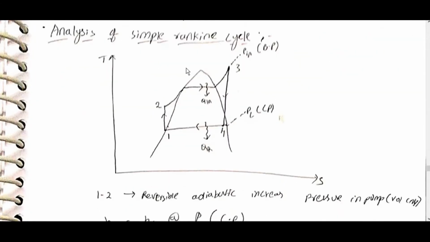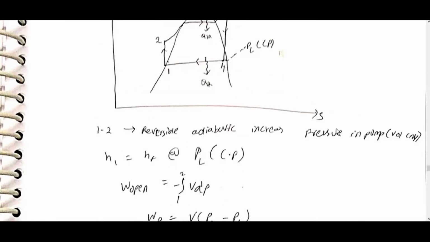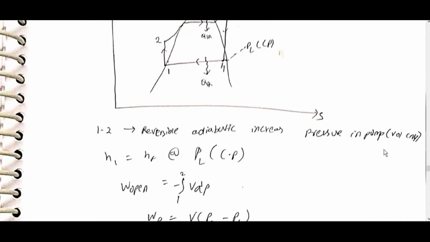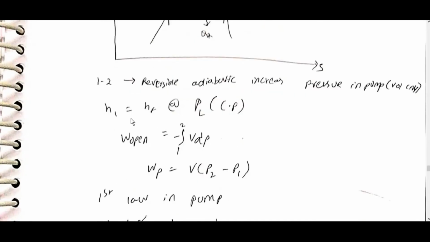Analysis of Rankine cycle, T-S diagram, 1 to 2, 2 to 3, 3 to 4. P H is the boiler pressure, PL is the condenser pressure. 1 to 2 is reversible adiabatic, increasing pressure in the pump, but volume constant. h1 is equal to hf at PL, the condenser pressure.